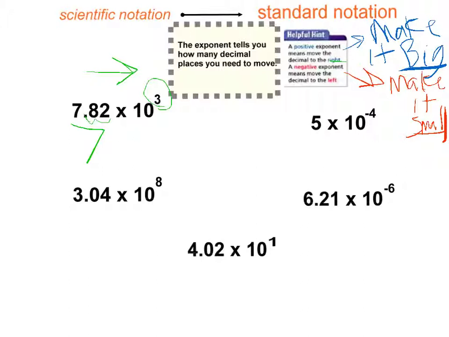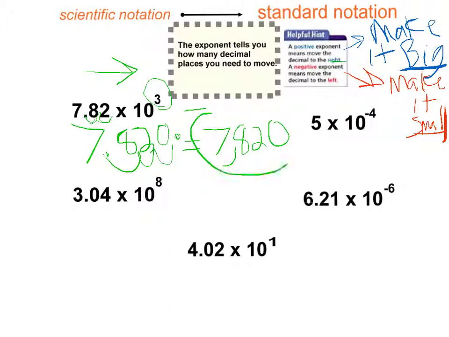So I'm going to go 1, 2, so 7.82. 1, 2, but then I run out of room, so I go like this, and I have to add a 0 right here. So my answer in standard notation is 7,820. That is what this expression equals.